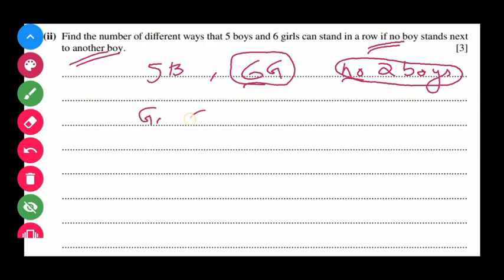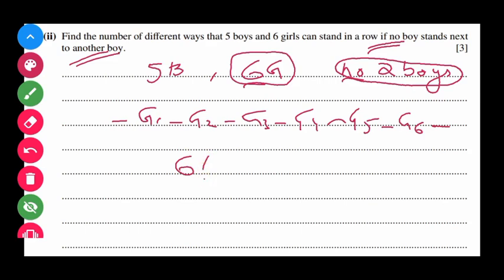Girl 1, girl 2, girl 3, girl 4 and girl 5. Of course, 6 are there. Girl 6. So we could find 1, 2, 3, 4, 5, 6, 7 places for boys. So when you arrange these girls, we have 6 girls can be arranged in how many ways?